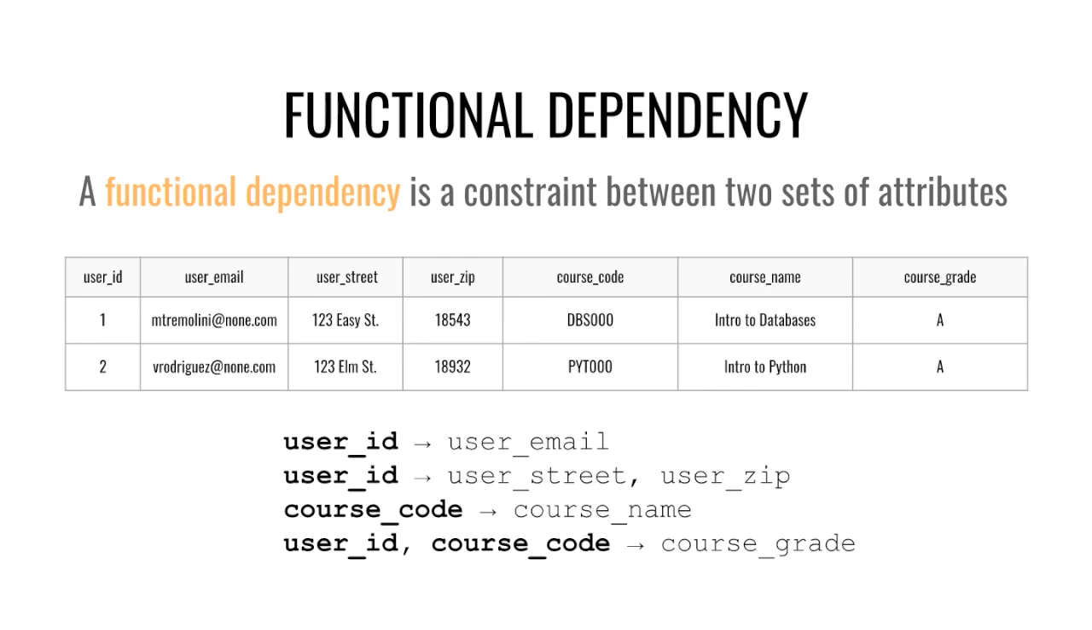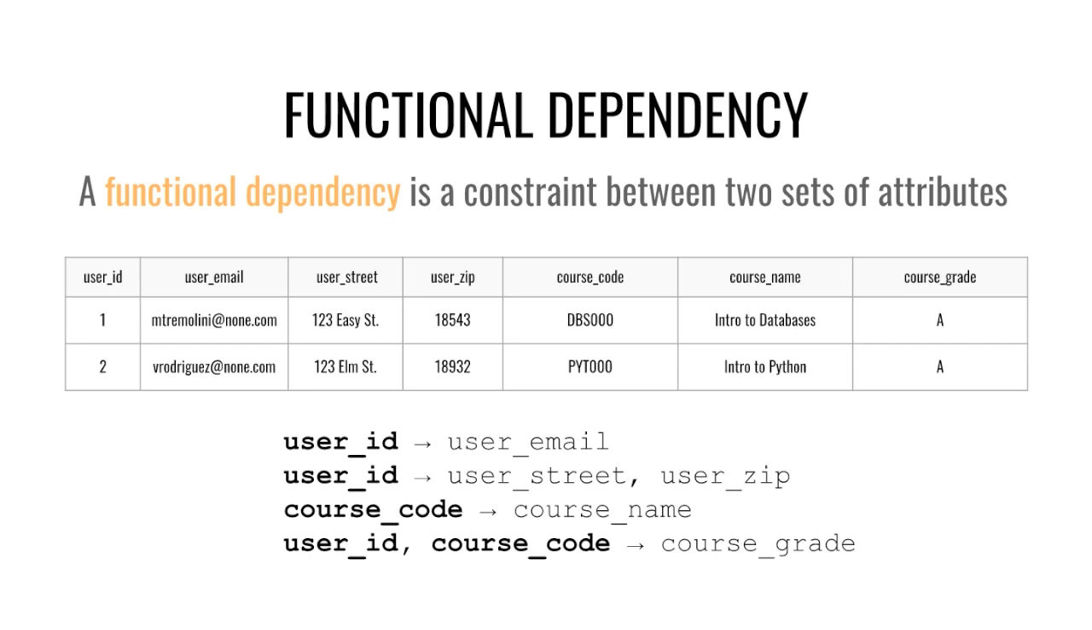Before we move on to BCNF, let's go ahead and define what a functional dependency is. So in this example, I have a user ID, a user email, the street zip, course code, course name, and the course grade. Okay, we can create some functional dependencies out of this. We can say that user email is functionally dependent on user ID. We can say that user street and user zip are functionally dependent on user ID. We can say that course name is dependent on course code. And we can say that the course grade is dependent on the user ID and the course code. So these right here are 4 functional dependencies that we've defined from our database.